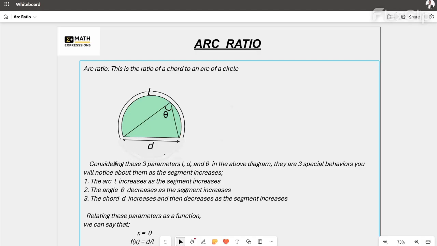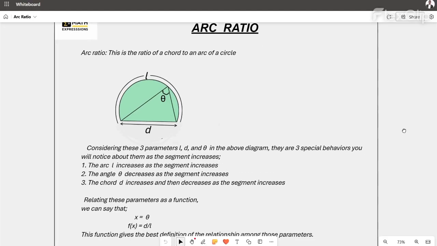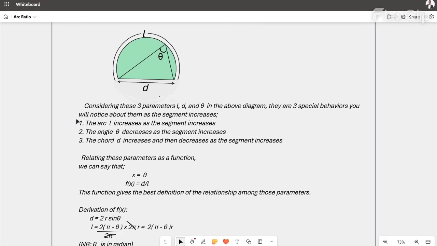Now, let's break this down. Considering these three parameters, L, D, and theta, in the above diagram, there are three special behaviors you will notice about them as the segment increases. The first thing you will notice is that the arc, which is L, increases as the segment increases. This length of arc increases as the size of this segment becomes bigger.